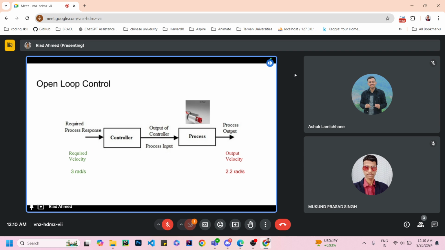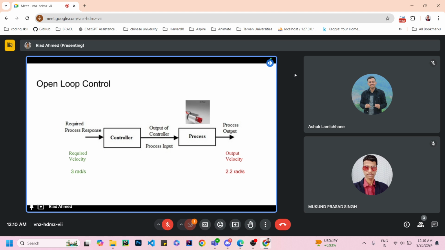When you are using a control where you are not giving the information of output to the controller, that is called the open loop control. But what we can say is that this type of control is very simple, and it will fail eventually if you have some disturbance in the output. So how can we solve this?